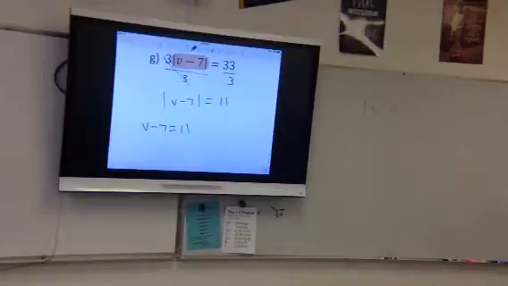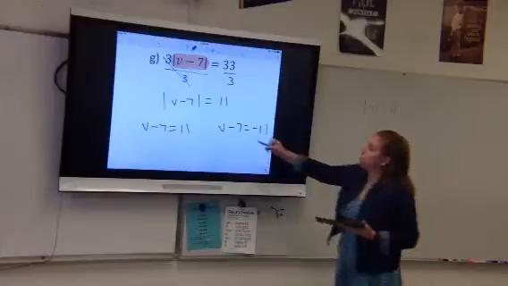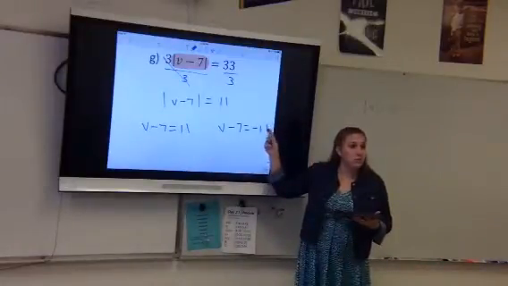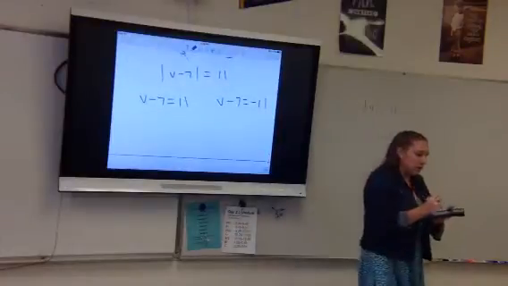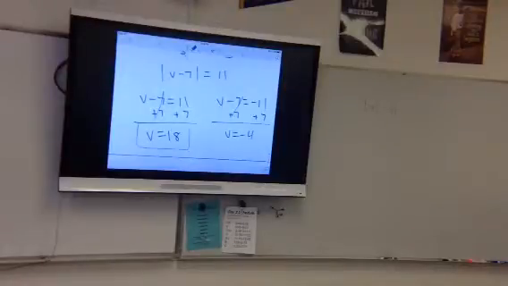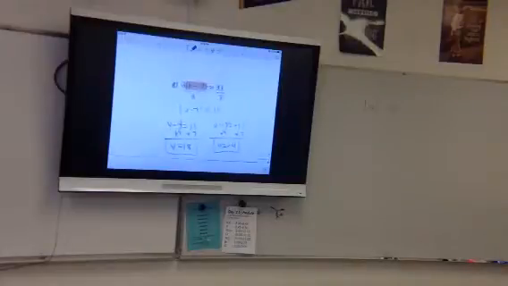Negative 11, yes, I agree with the negative 11. So then v minus 7 equals negative 11, okay? So those are the positive equation and the negative equation, right? Write your two equations, and now just solve them. John's already said let's add 7, what do we get there? 18. Add 7 on this one, and what do we end up with there? Negative 4. And those are your two answers. Does anybody have a question on that?